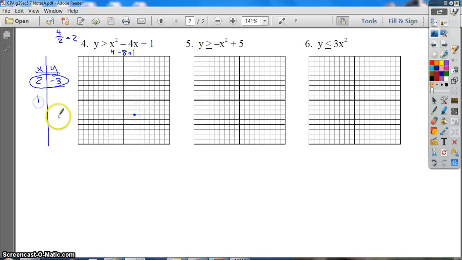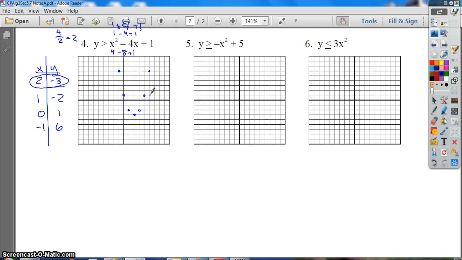I'm going to go ahead and put 1 in. So this is 1 minus 4 plus 1, which is negative 2. Okay? I'm going to put 0 in. That's going to give me 1. I'm going to put negative 1 in. So this is 1 plus 4 plus 1, as I do the addition in my head. So it's 6. Okay, and I'm going to stop there. The next one's clearly going to be off my graph.